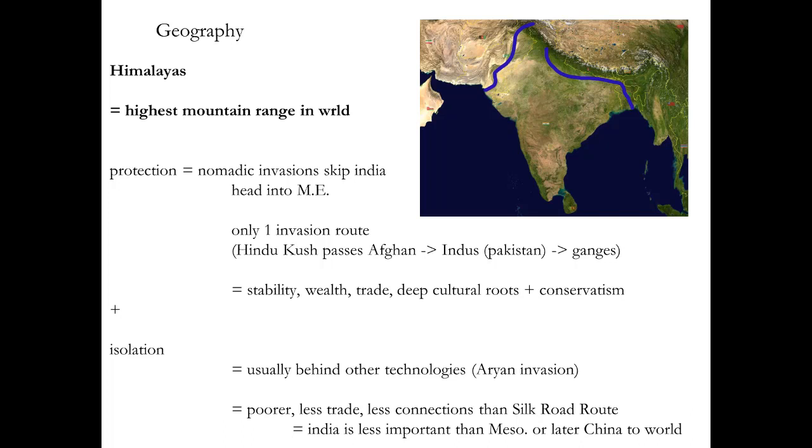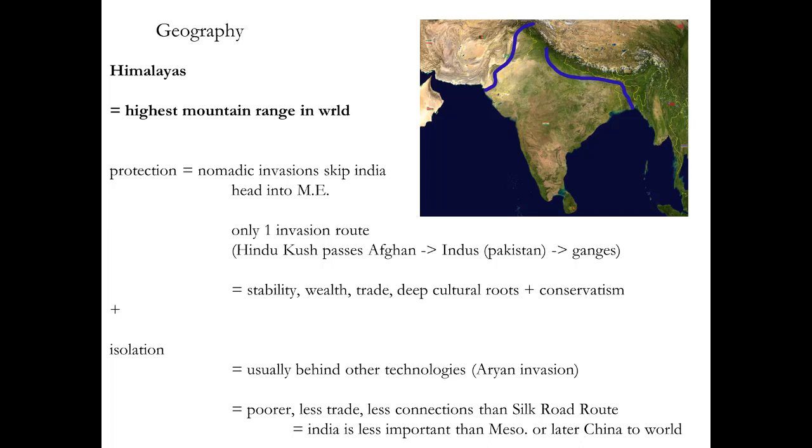And so they're usually behind other technologies. We'll see this with the Aryan invasion. We'll see this with many invasions. That despite the wealth, despite the stability, despite the large population, despite all the advantages, India, even in the 21st century, is behind. And part of that is simply geography. It's simply the problem of geography. The Himalayas are both a blessing and a curse. So India will be poorer, have less trade, and less connections than the Silk Road routes.